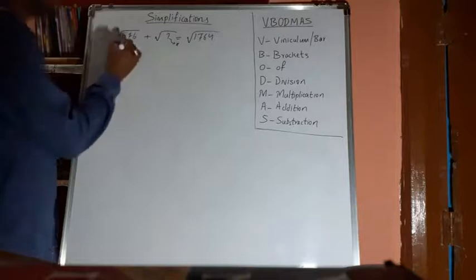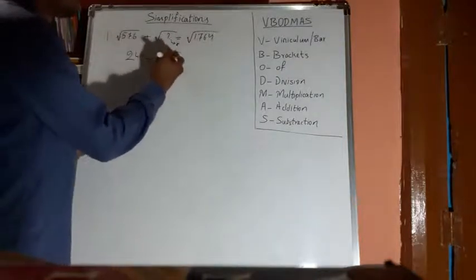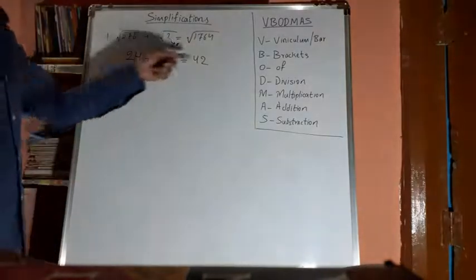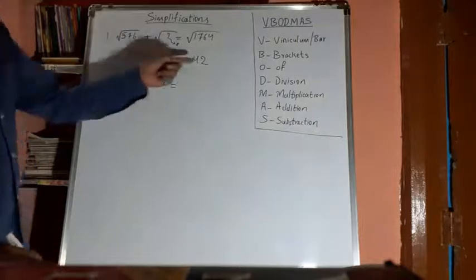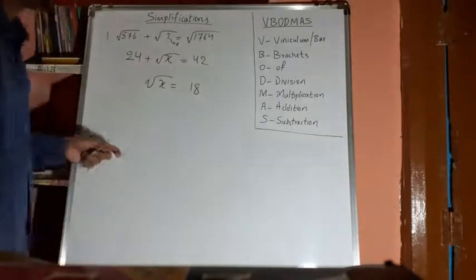Okay, substitute those values. First one is 24 we got. Next, square root of x is equal to 42. So now you do the subtraction. Square root of x equals 42 minus 24, that is 18. 12 minus 4 is how much? 8 and carry 1. Right?